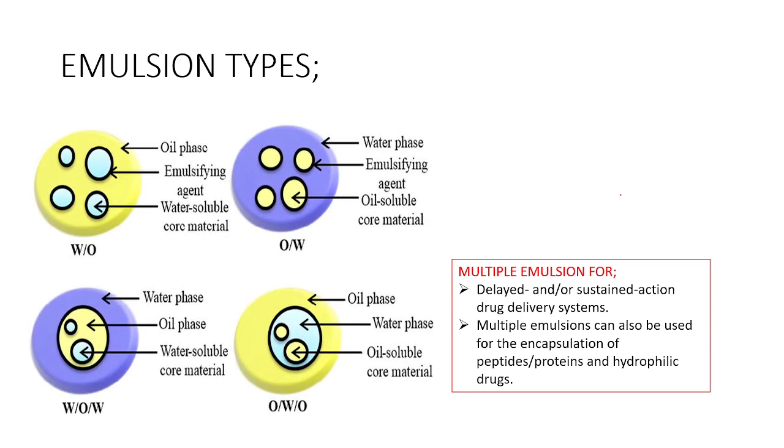Next one is multiple emulsions. This is the normal emulsion, which we have already discussed. Here in the multiple emulsion, the water is present in the oil, and again that entire oil is present in the water. We can call it a water in oil in water system. These are the multiple emulsions.